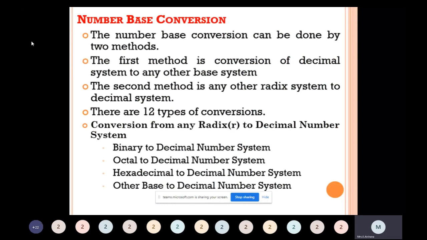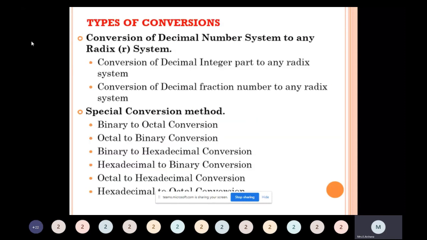So we are going to see 12 types of conversion. First one, conversion from any radix to decimal. We are going to convert binary, octal, hexadecimal or any other base to only decimal. That is binary to decimal, octal to decimal, hexadecimal to decimal and other base to decimal.